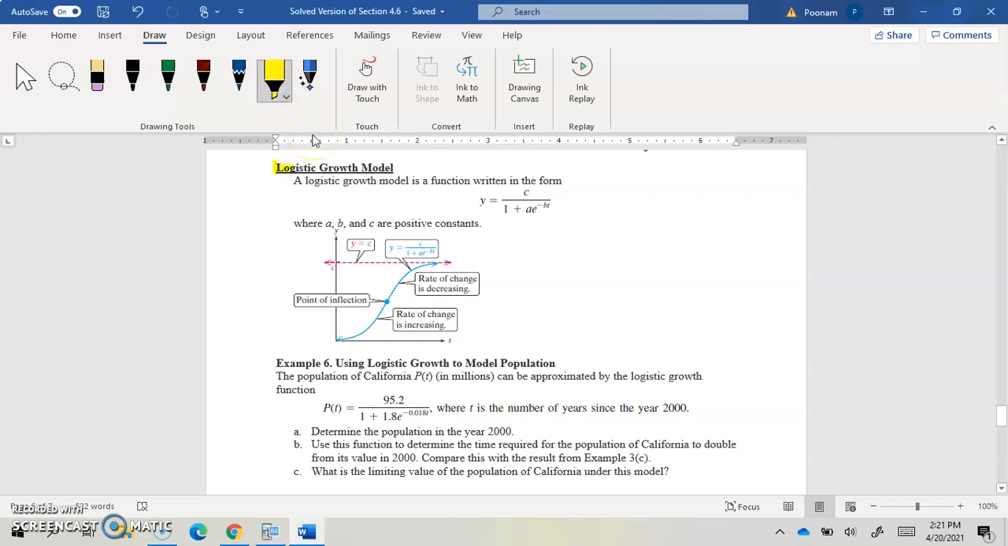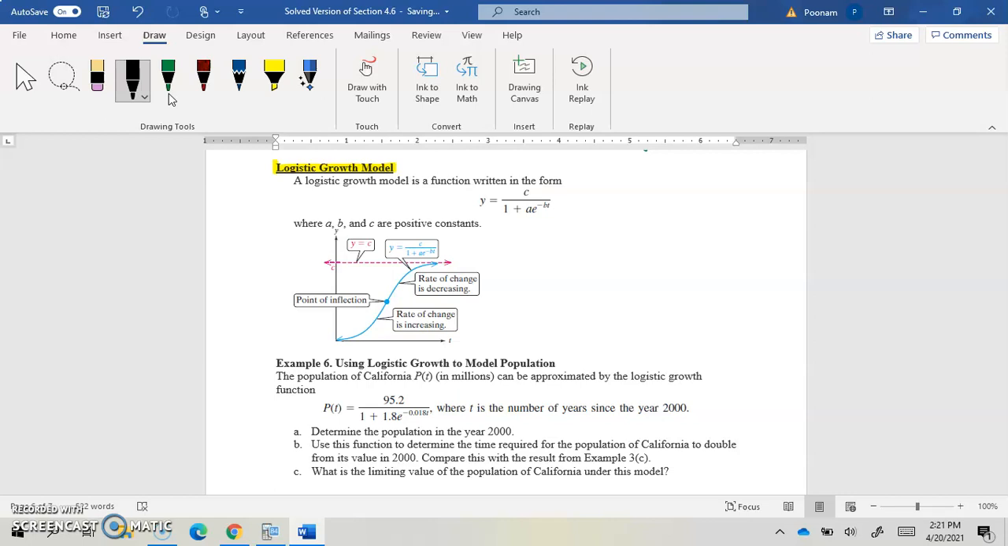Next, we have the logistic growth model. Now, we talked about exponential growth models. According to the exponential growth model, as time increases, the population keeps on increasing. But that is not logical, right? That doesn't make sense in the real world. In the real world, resources are limited, so a population or culture doesn't keep on growing unlimited.